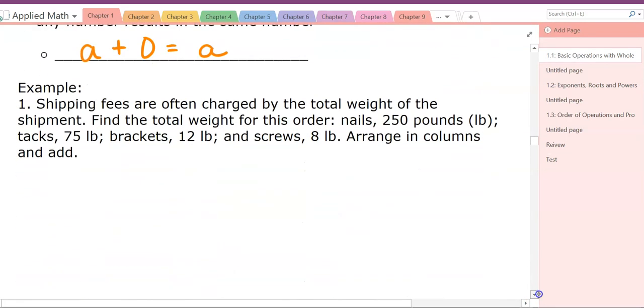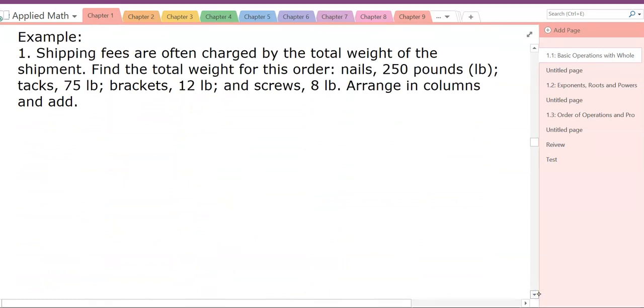Now for these next couple of problems when it comes to adding and subtracting, they want you to try to start doing some of these things without a calculator, just so that you're not always relying on that. So when I'm trying to add up a bunch of numbers like this problem is talking about shipping fees, start with the biggest number and then stack them on top of each other. So we have 250, 75, 12, and then 8. Then we put a plus sign, and then you add the appropriate columns.